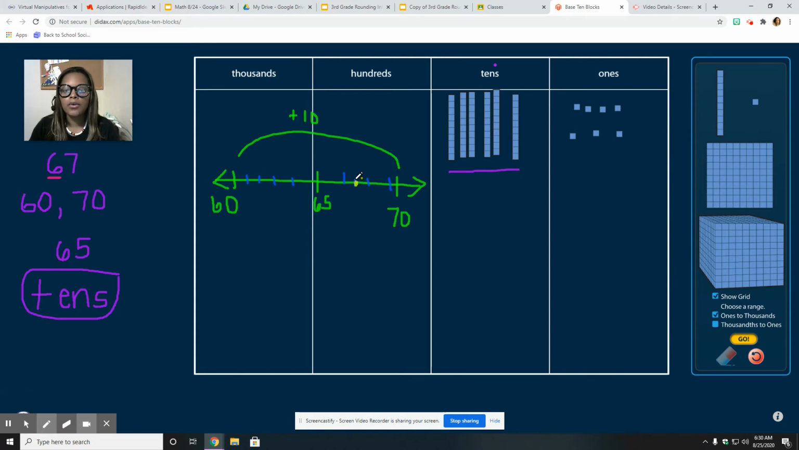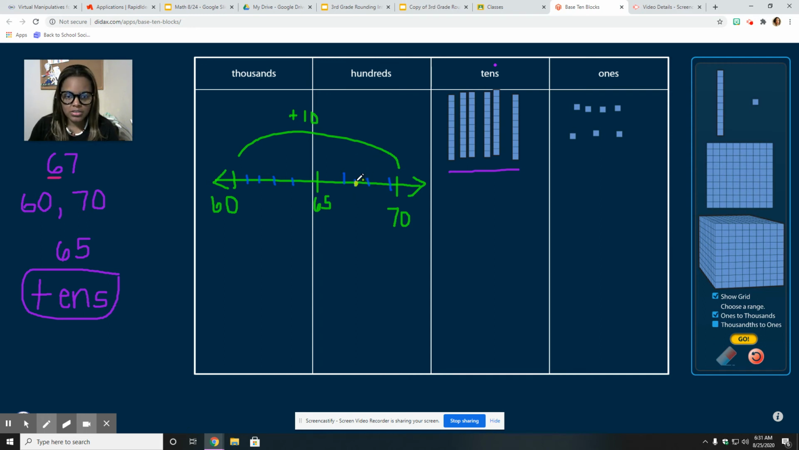So now to find out whether 60 or 70 is 67 rounded to the nearest 10, we want to count how many jumps to the left and then how many jumps to the right. And whichever direction has the least amount of jumps, that's the benchmark number. That is your number rounded to the nearest 10. Okay, let me run that back. We're going to count how many jumps to the left, and then we'll count how many jumps to the right. And the number with the least amount of jumps is 67 rounded to the nearest 10.